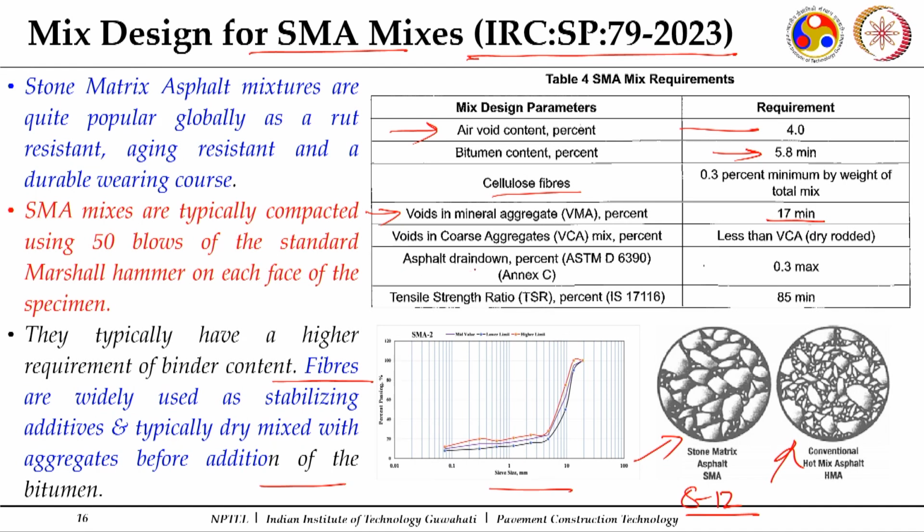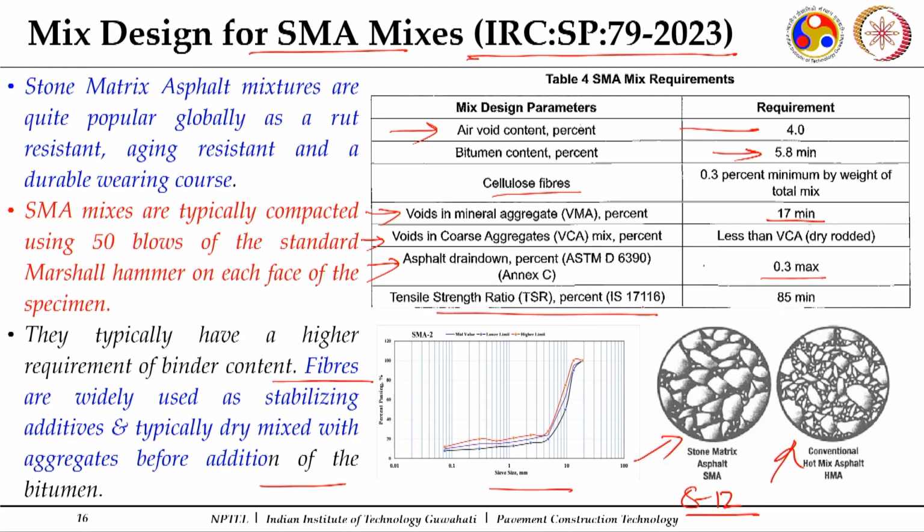Then there is the voids in coarse aggregate. Asphalt binder drain down, as I mentioned, this is the drain down. A test is done to ensure that the movement of binder under gravity is within a limited value only. So that is 0.3%. I will just show you in the next slide.